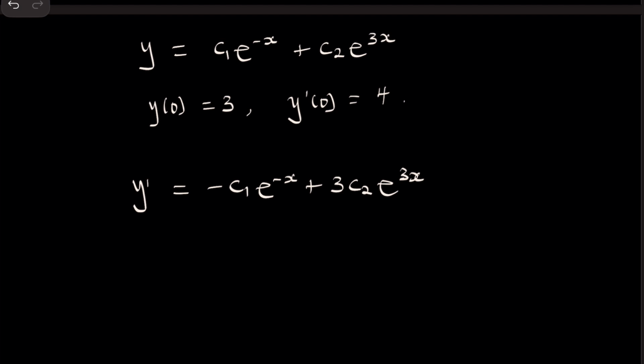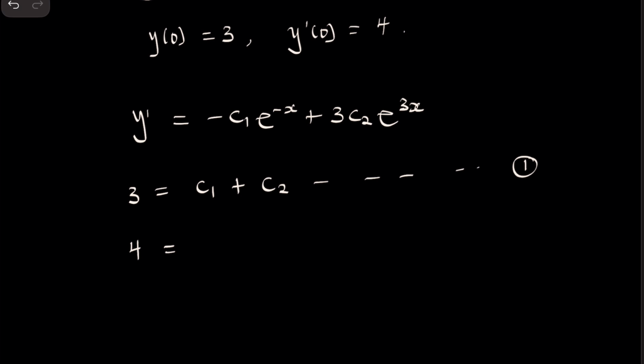So we just have to substitute. So from the first subsidiary condition, when x is 0, y is equal to 3. So we substitute those guys in here. So x is now 0 and y is equal to 3. So we are going to have 3 is equal to C1 plus C2. Let's call this guy equation 1. Now we move on to the y prime subsidiary condition. So that's when x is 0, y prime is equal to 4. So we're going to have 4 is equal to minus C1 plus 3 C2. Then we call this guy equation 2.